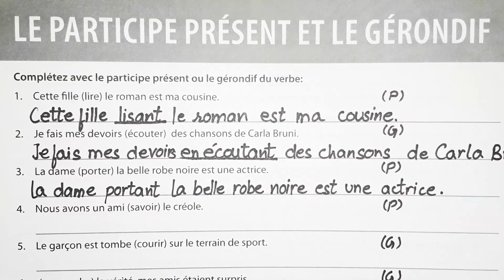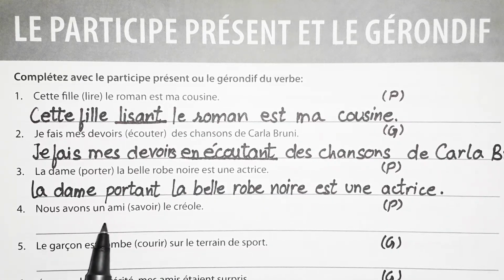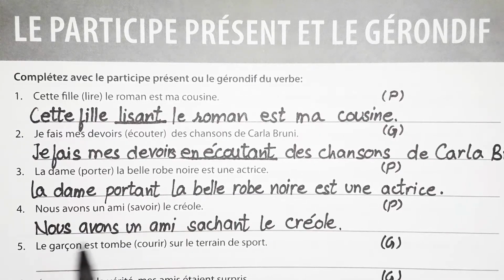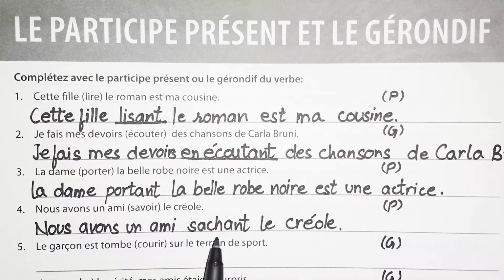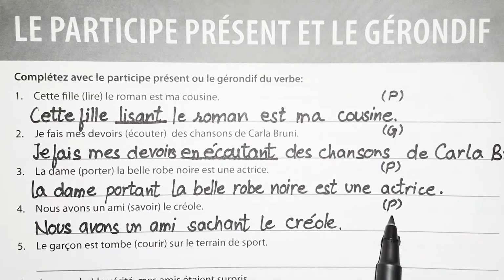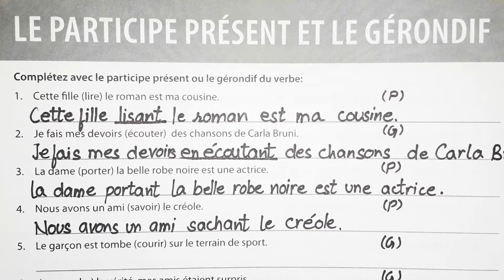Now come to the next statement. Nous avons un ami, the verb is savoir, le créole. Nous avons un ami sachant. Now here we have again description for the friend, un ami sachant, who is having knowledge about le créole. Créole is the language. Okay, so again it's a sentence of participe. Nous avons un ami sachant le créole.